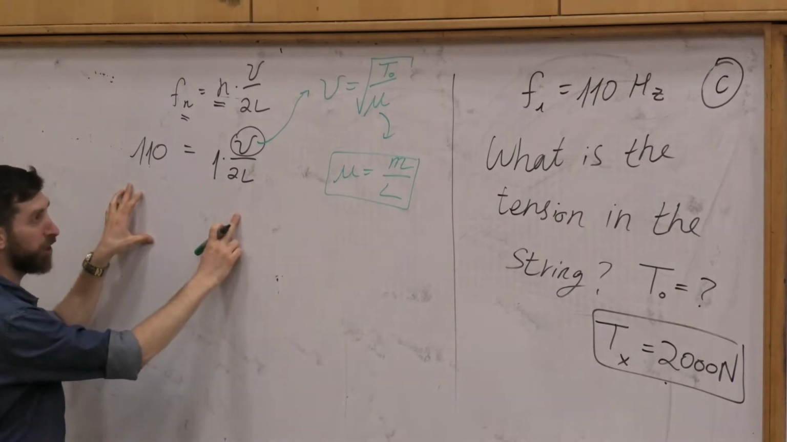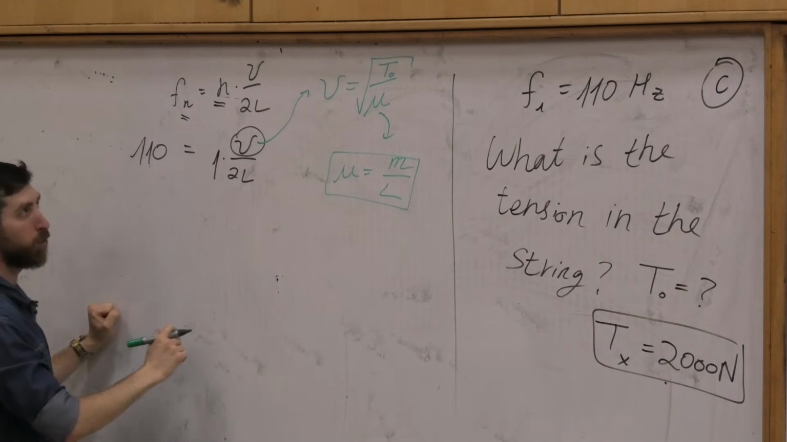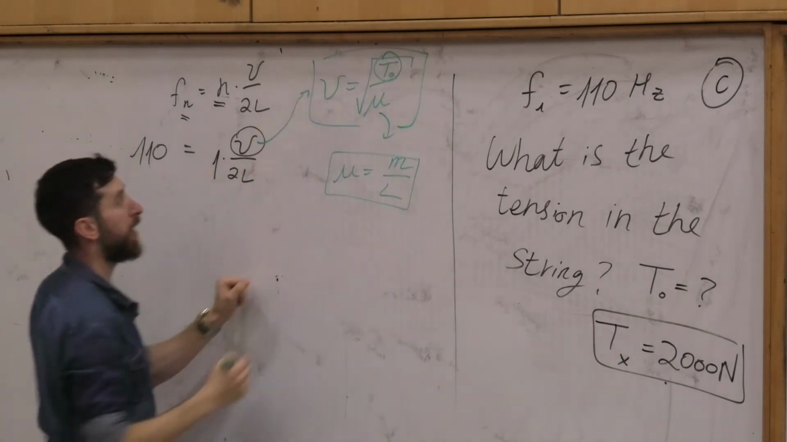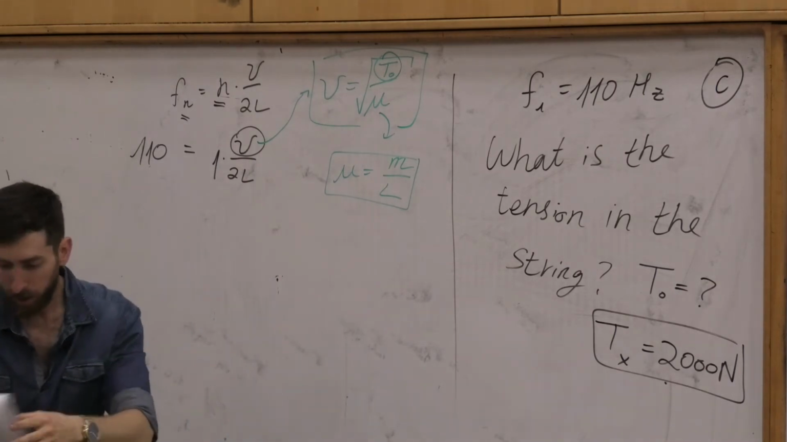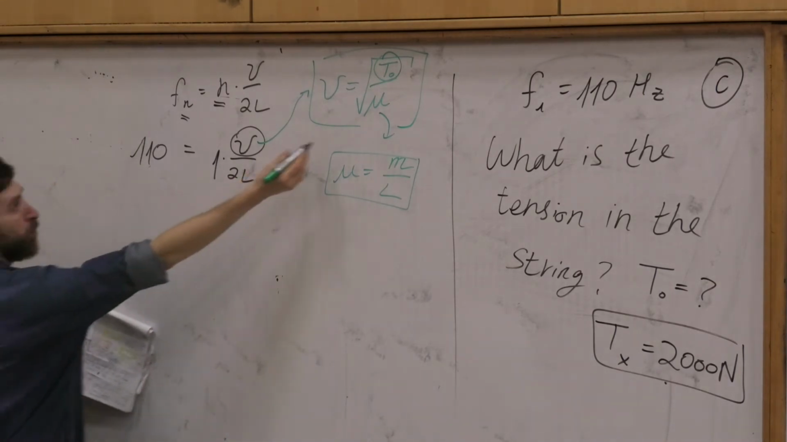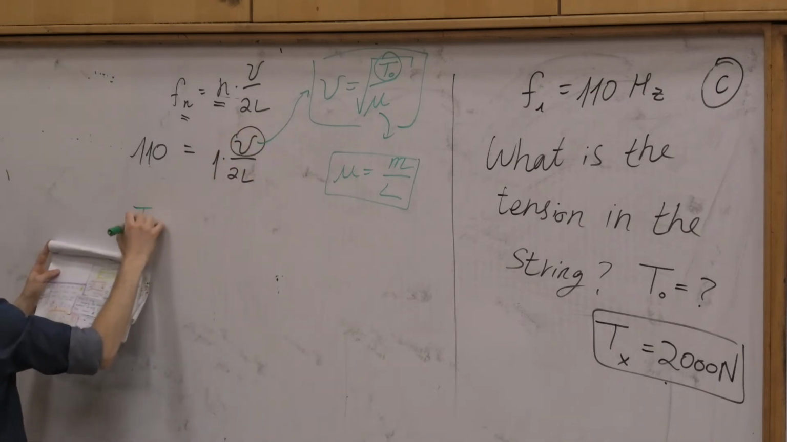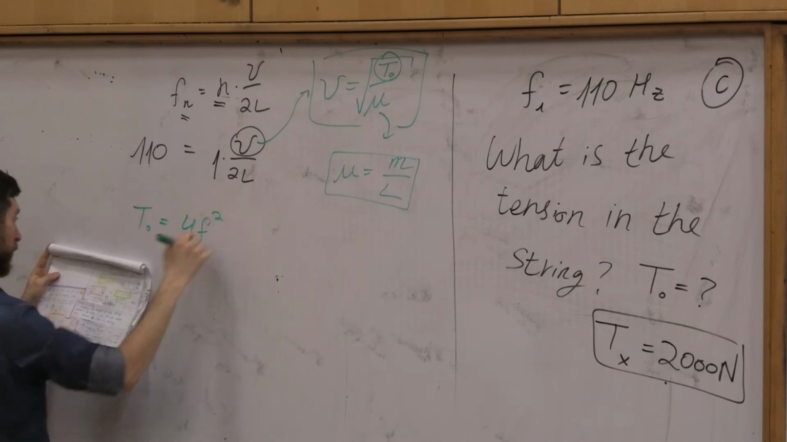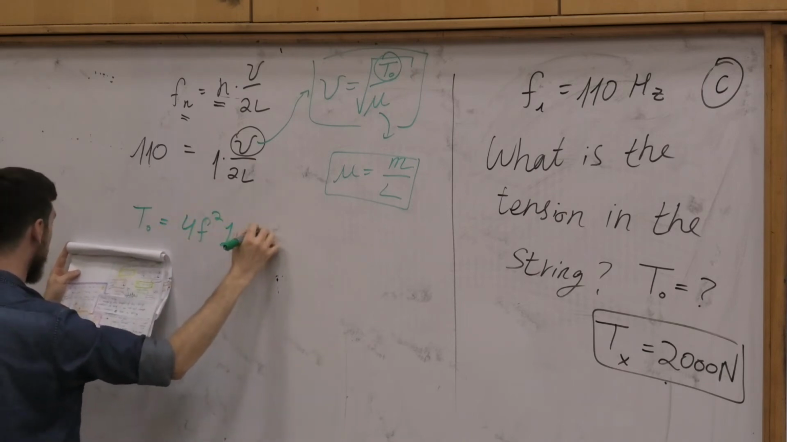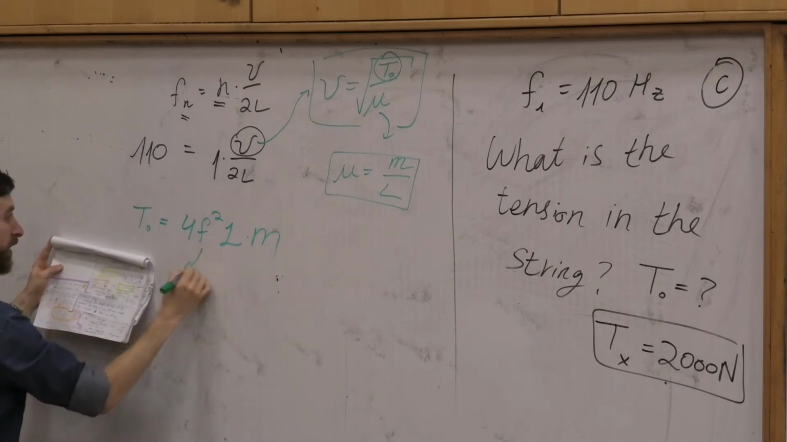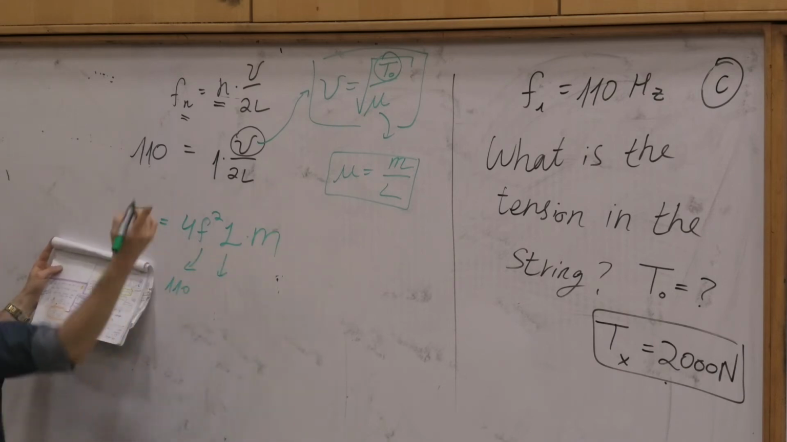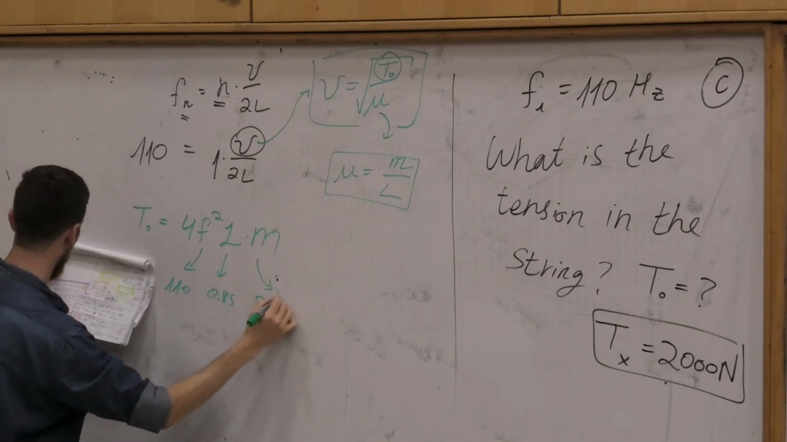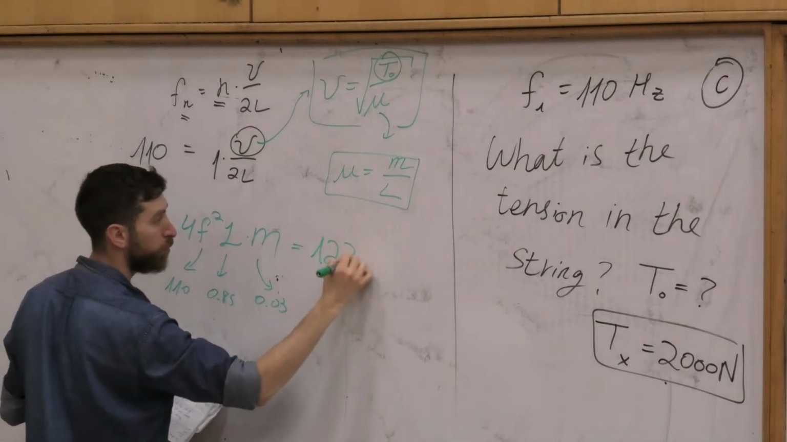So if I want to solve the question, to see what the tension in the string is, I just need to apply that here. So let's do it. If I put this inside, I get, only as parameters, T0 equals 4 F squared multiplied by L multiplied by M. We know everything. We know F is 110. L is given, almost a meter. And the weight of the string is also known. And this result is 1, 2, 3, and 4.